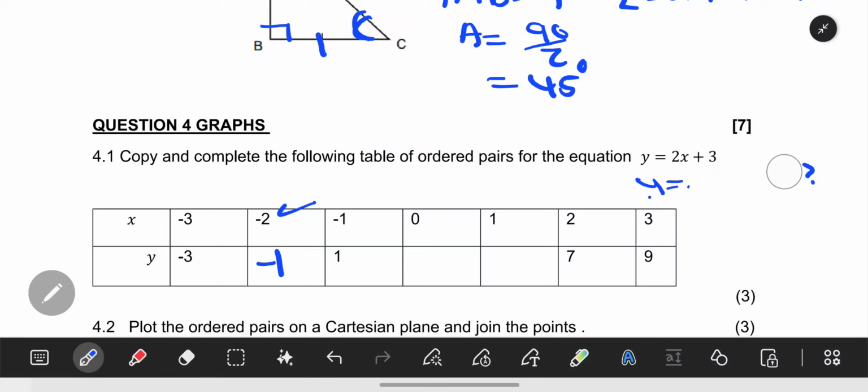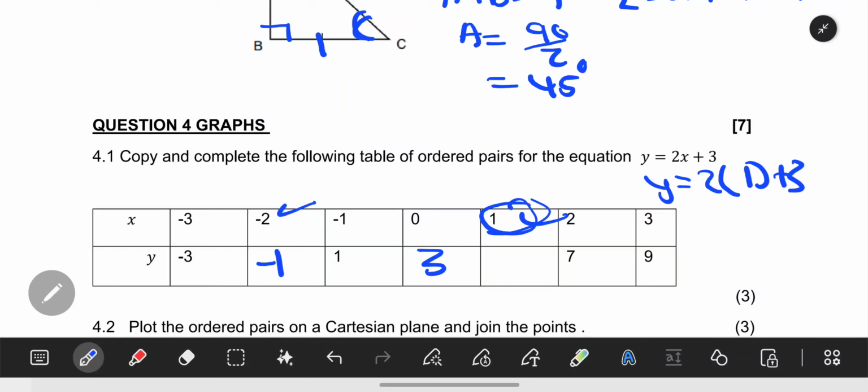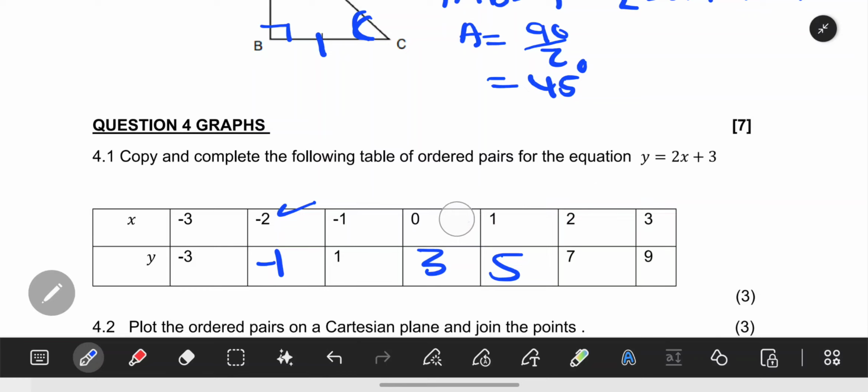And we move and say y is equal to 2, where there is x, we put 0, plus 3. And the answer is going to be what? Press your calculators, guys. We're going to get 3. And then we say y is equal to 2 into where there is x, we put 1, plus 3. So the answer is going to be 5. And then we have completed our table in such a very impressive way.